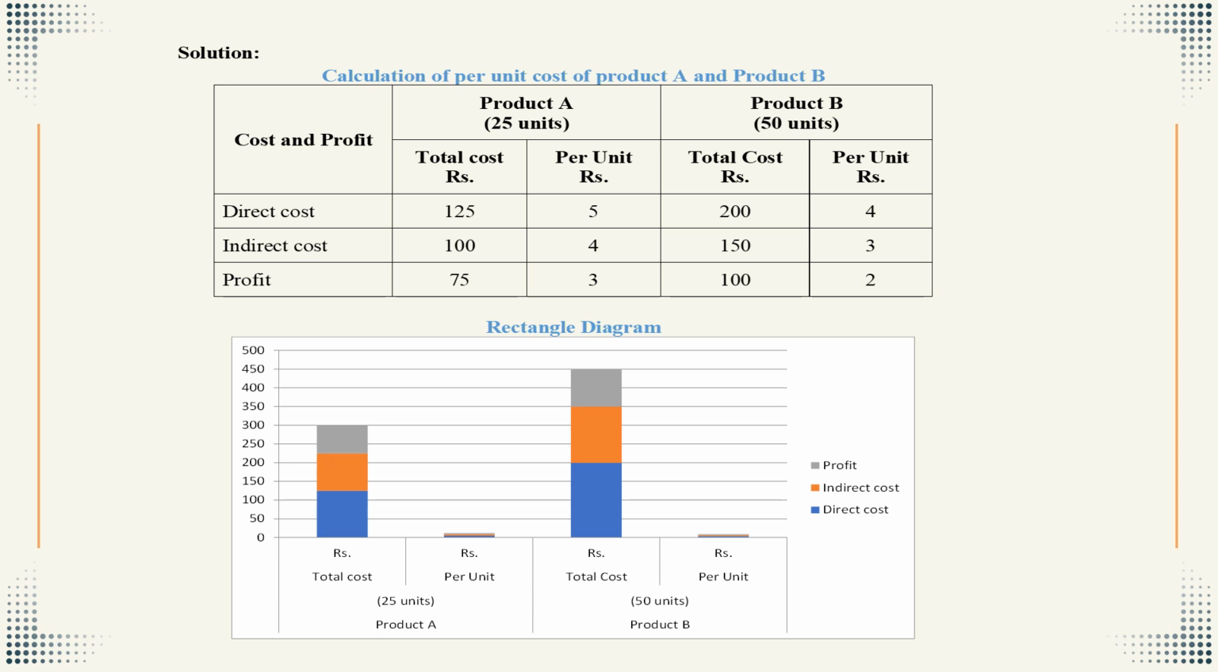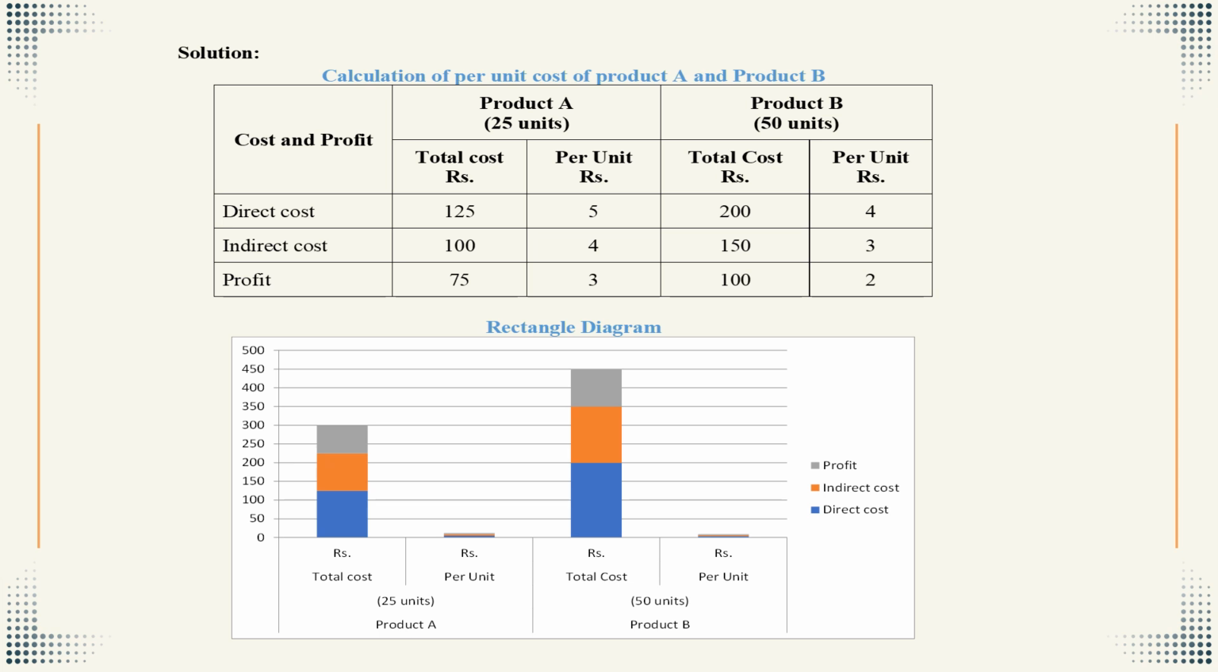Rectangle diagram has been prepared by preparing a table representing the product A for 25 units, product B for 50 units. That does not have any sense because the illustration is also having that kind of information, and there are no calculations for this type of table when compared to the illustration given.